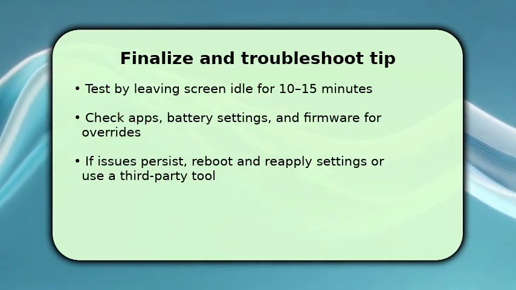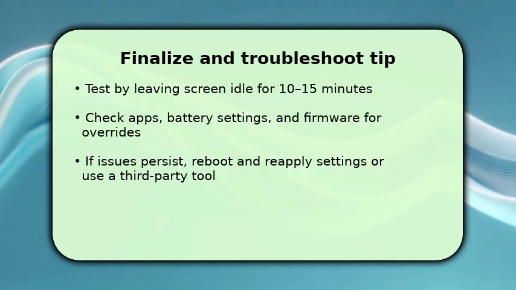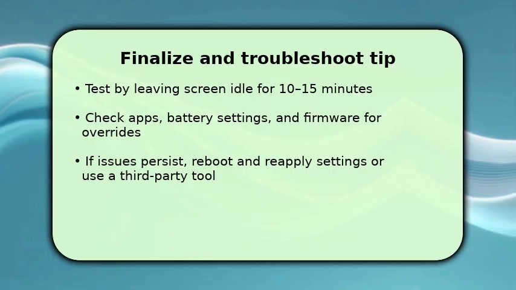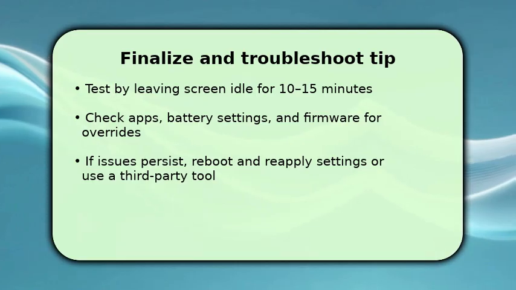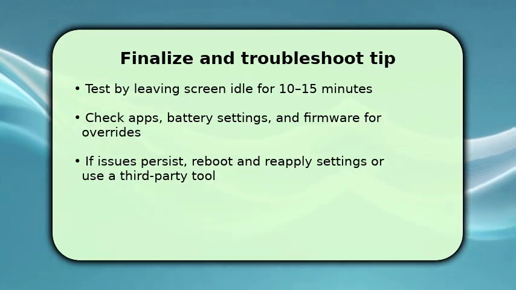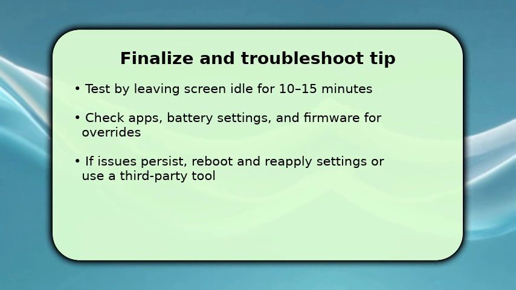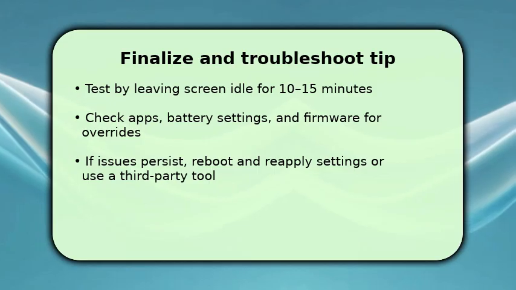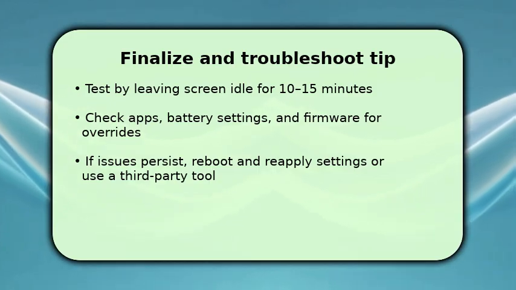If the display still times out, inspect running apps, battery optimization, and firmware updates that may override your choices. Make sure power-saving profiles aren't reapplying. If problems continue, reboot and reapply settings or install a trusted third-party keep-awake utility. This single troubleshooting step fixes most stubborn overrides.